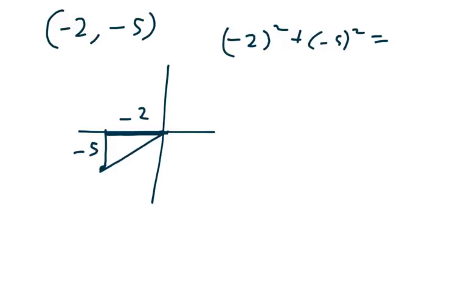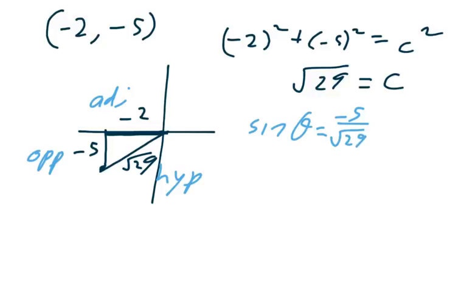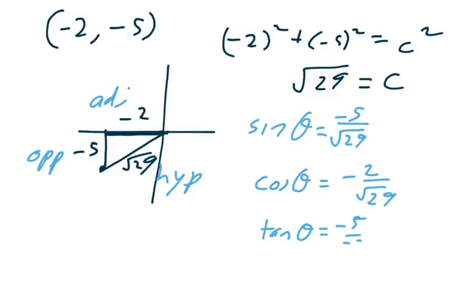so the square root of 29 is equal to c. Here's my opposite, here's my adjacent, here's my hypotenuse, and so for the sine of theta, we get negative 5 over the square root of 29. For the cosine of theta, we get negative 2 over the square root of 29, and the tangent of theta is negative 5 over negative 2, which is 5/2.